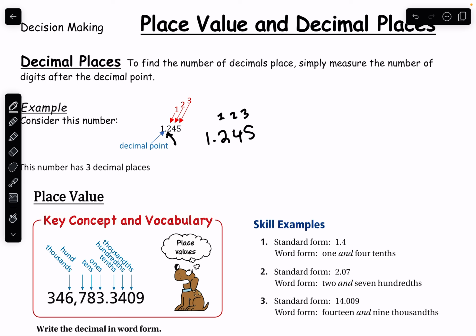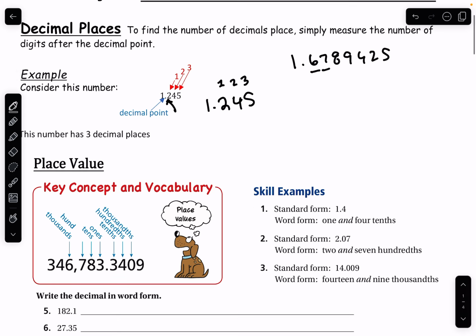If you have a great big long number, 1.6789425, and you're asked to work with 2 decimal places, well, there's 1 decimal place, there's 2 decimal places. So you're just counting how many numbers come after the decimal. That gives you the number of decimal places. We're going to use that a lot in this classroom.